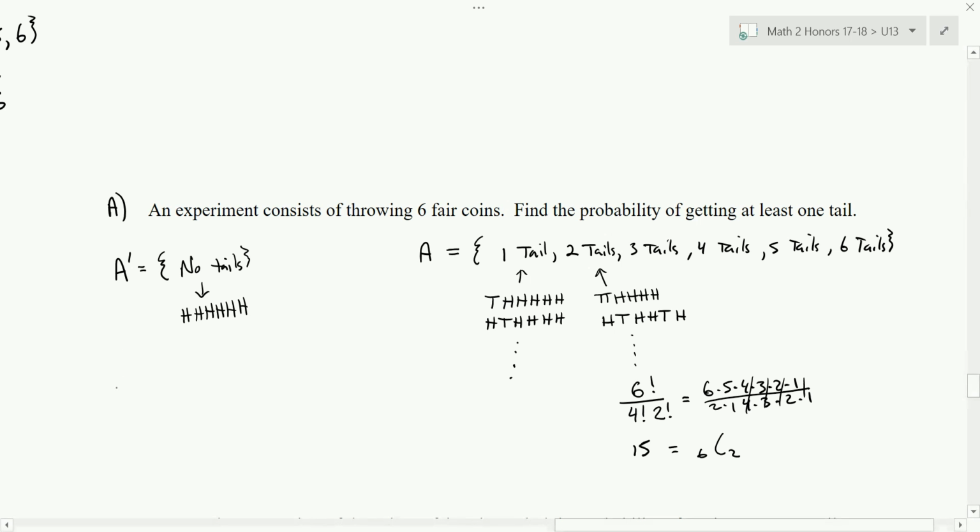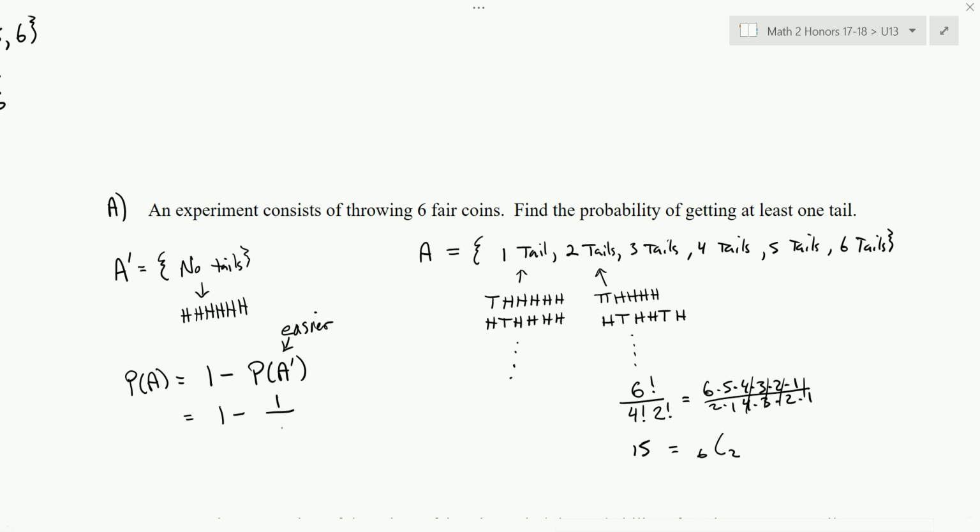And so let's figure this out, because the probability of A is equal to 1 minus the probability of the complement of A. And this is much easier for us to find in this case. Okay, and so that's going to be 1 minus 1 out of what? We need to know what our denominator is going to be. So we got to count sometime, right? Well, if you're throwing 6 coins, how many different possibilities are there if you were to list them all out?